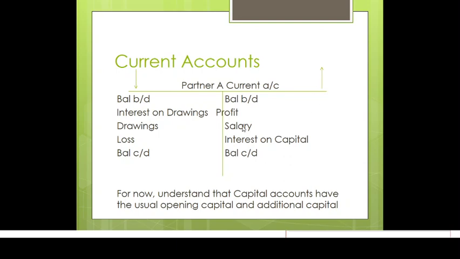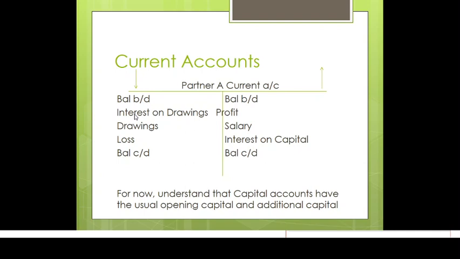If a partner receives a salary, okay, it is a positive to them. Each partner will have their own current account. So if they have a profit share, it is an increase. If they receive a salary, it is a positive, an increase. If they receive interest on their capital, it is a positive, an increase.